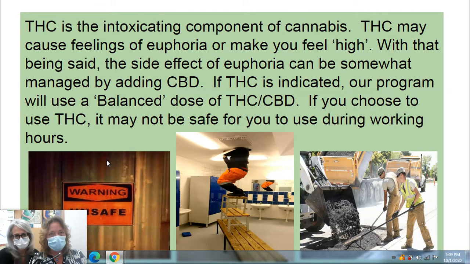THC is the intoxicating component of cannabis. THC may cause feelings of euphoria or make you feel high. With that being said, the side effect of euphoria can be somewhat managed by adding CBD. If THC is indicated, our program will use a balanced dose of THC and CBD. If you choose to use THC, it may not be safe for you to use during working hours.